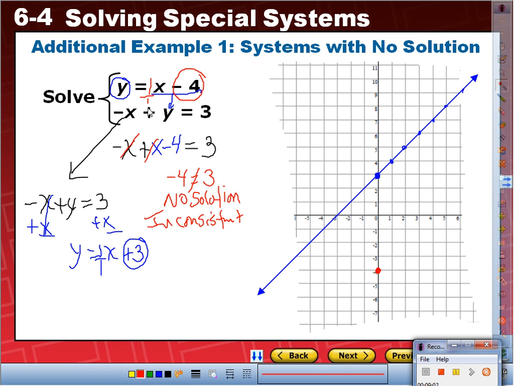1 up, 1 to the right. Let's graph that one in red. As soon as you see it, don't say it out loud. Let people think.